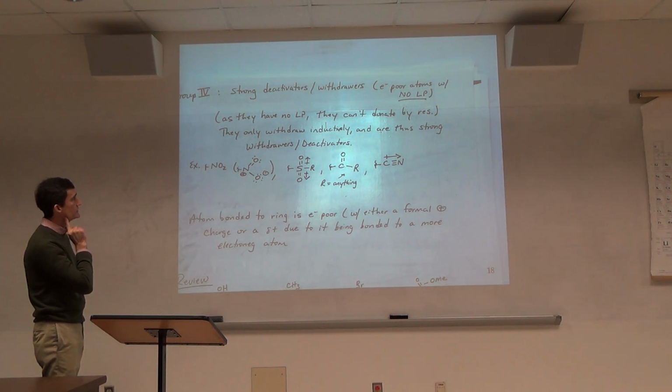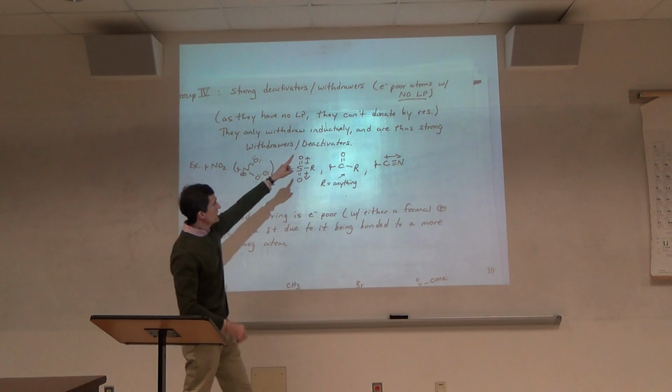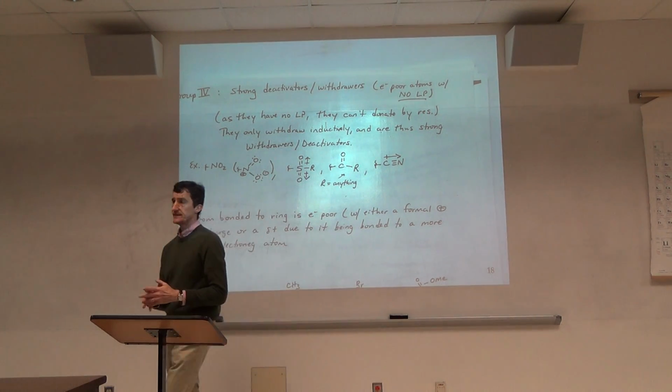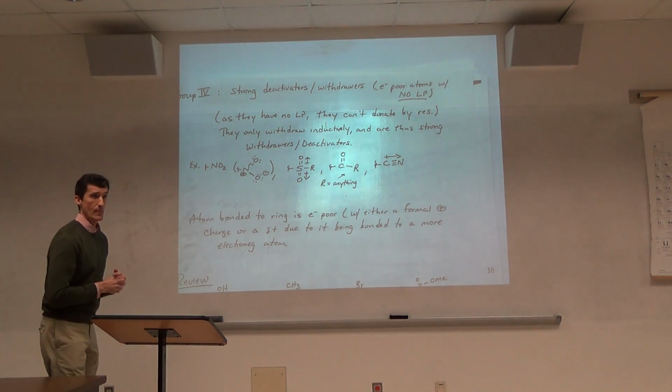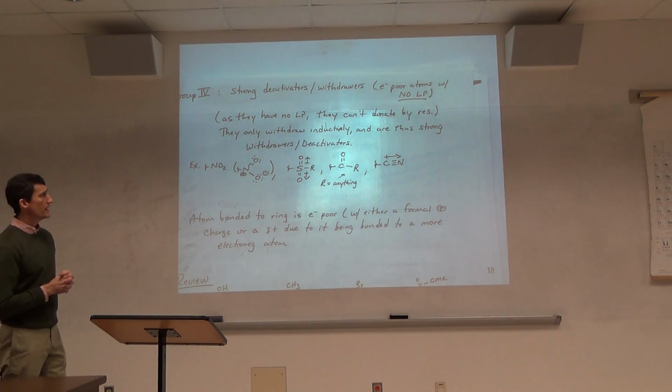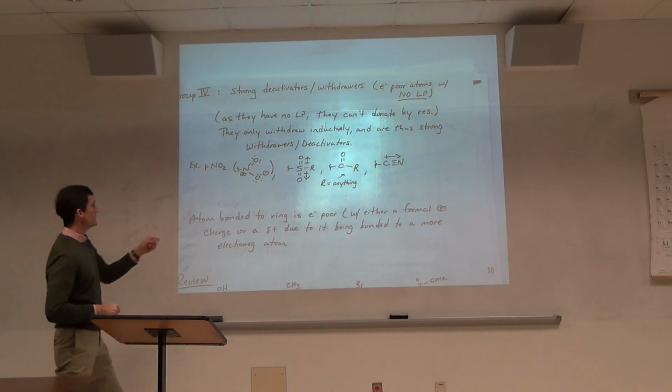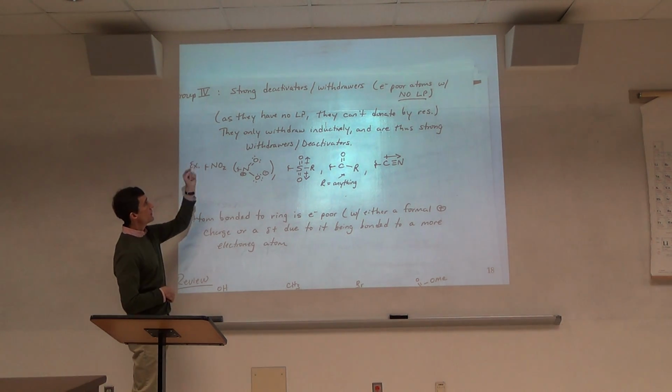How are you going to recognize these groups? These are going to be groups that have electron poor atoms with no lone pair. When I say atom, that's the atom bonded to the ring. Electron poor atom bonded to the ring with no lone pair. Because if it did have a lone pair, it would need to be group 1. The only other thing with a lone pair would be a halogen. That would be group 3. So it's not going to fit in here. Examples would be your nitro group. It is a strong deactivator, a withdrawer.